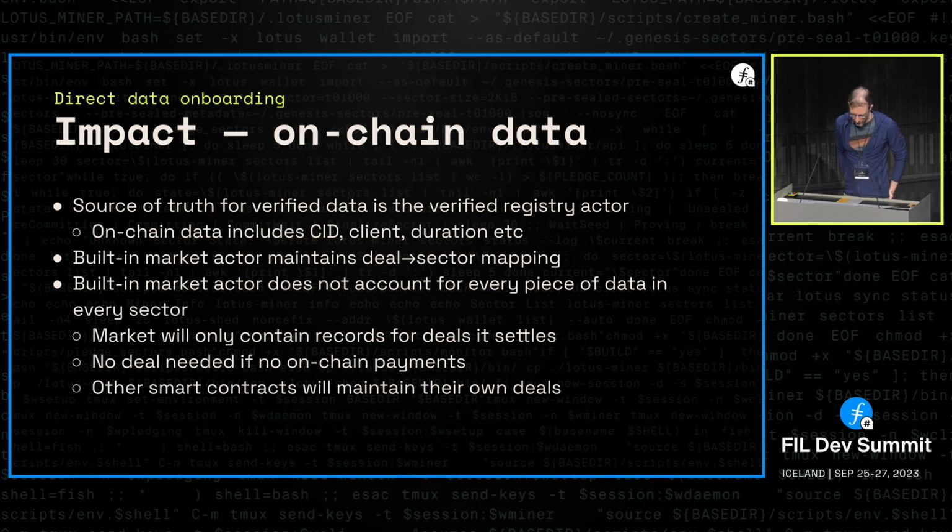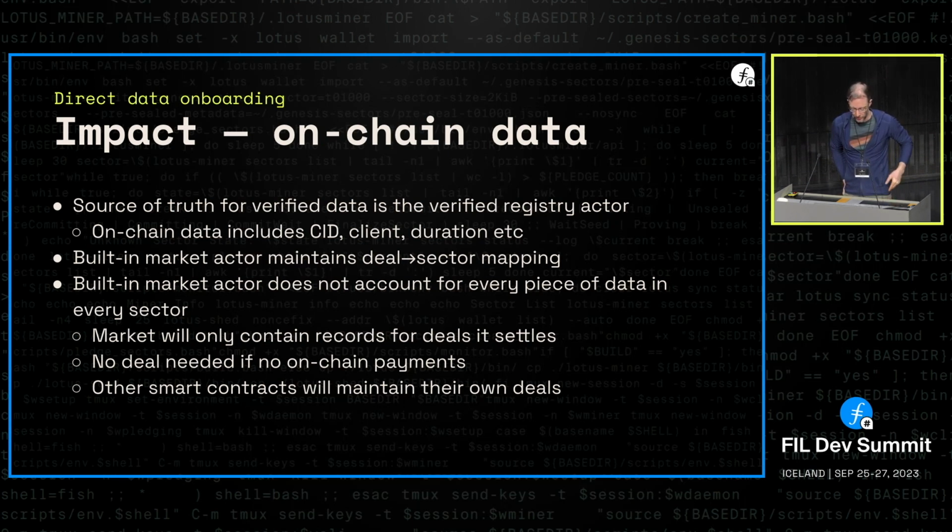Okay, another impact is how the chain state looks after this. So if you're not doing a deal with the built-in market, then there is no deal proposal, there is no deal state on chain. So explorers and tools and client and provider tools that are trying to understand what data is in each sector and what it means need to look in the appropriate place to understand the appropriate properties of that data.